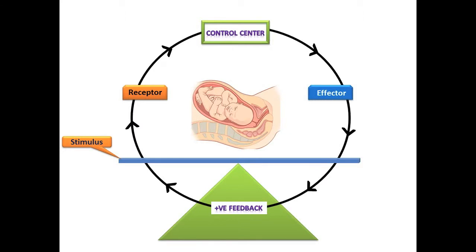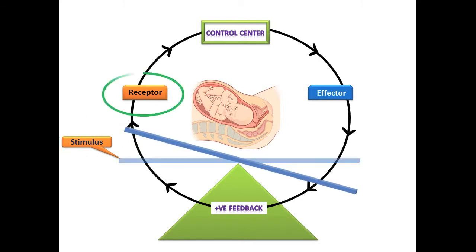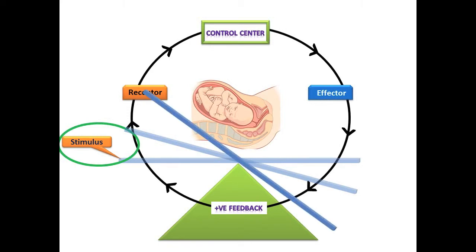But there are a few positive feedback loops as well. So in this example here, the stimulus is the baby. When the baby is ready to be born, the muscles around the uterus start to contract. So this puts the system out of balance, but in this case, this is necessary. And this essentially causes a positive feedback loop. So it then sends a signal to the brain to increase the contraction, and this puts the system further out of balance. So this will continue until the baby is born, or until the stimulus is no longer present.